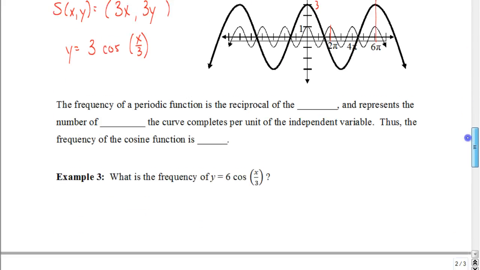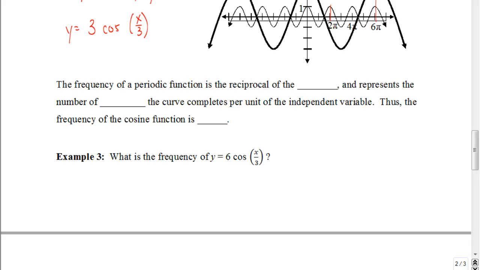There's one more thing we're going to talk about, and that's this idea of frequency. Now, this is a really important term to make sure you understand. To figure out what the frequency is, it's going to be the reciprocal of the period. So remember that the period is represented by 2 pi times our a value in our scale change. And our amplitude was another term that we dealt with. That was our b value in our rule for our scale change. Well, the frequency is the reciprocal of whatever the period is. And it represents the number of cycles the curve completes per unit of the independent variable.